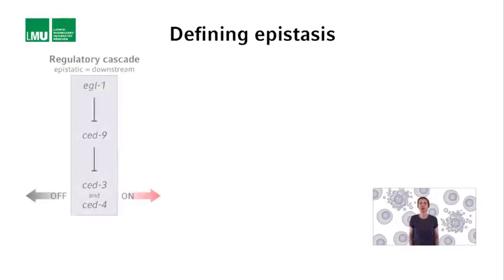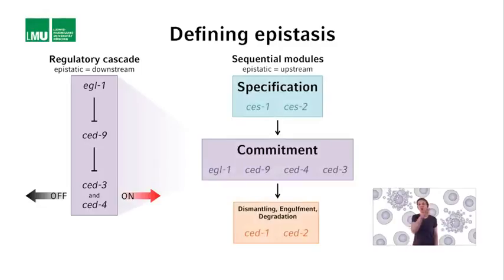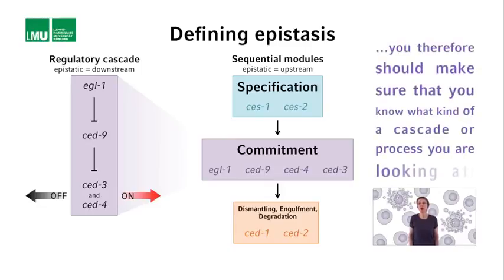In other words, when you are working with genes that are components of what can be considered a regulatory cascade with an on-off switch, such as the commitment step, then in a double mutant, you will see the phenotype caused by the genes that act closest to the actual switch. Epistatic therefore means downstream. In contrast, when you are working with genes that are components of different steps that act sequentially and that each are dependent on the completion of the previous step, in a double mutant, you will see the phenotype caused by the gene that acts most upstream, since once blocked, the cascade is interrupted and cannot proceed to the next step. When you are performing epistasis analyses, you therefore should make sure that you know what kind of cascade or processes you are looking at.